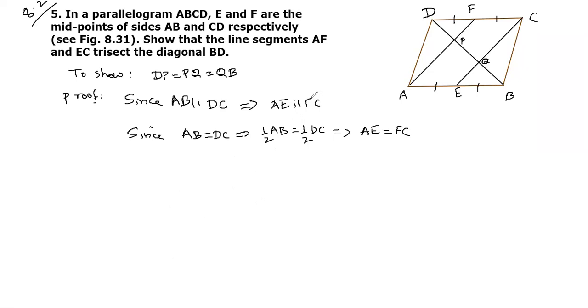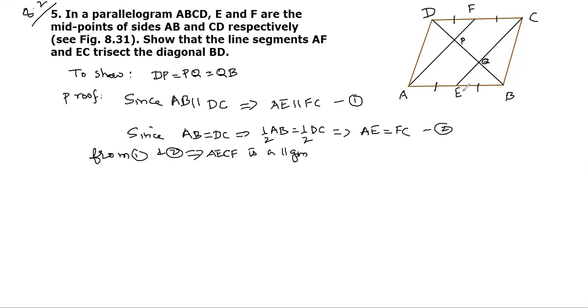AE is parallel to FC, AE is equal to FC. So we have seen AE is parallel to FC and AE is equal to FC. Therefore, this is a parallelogram. So from first and second, we get AECF is a parallelogram.